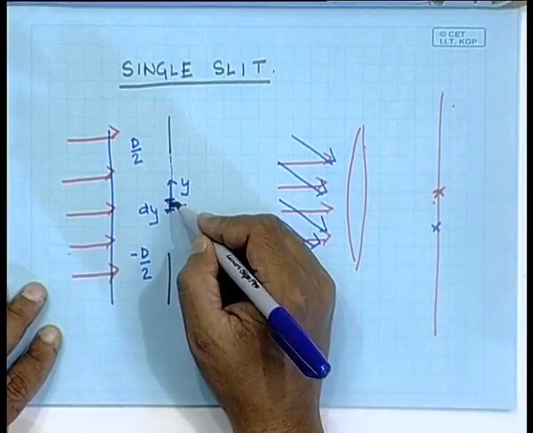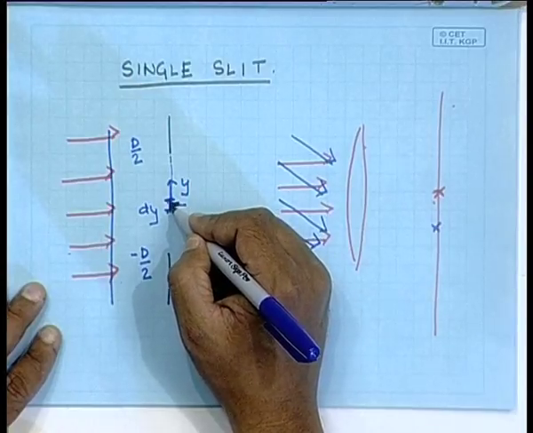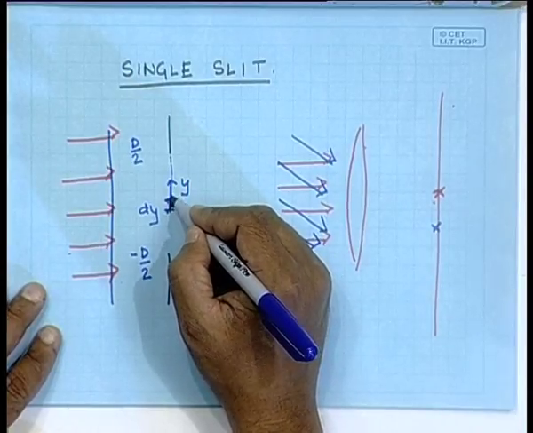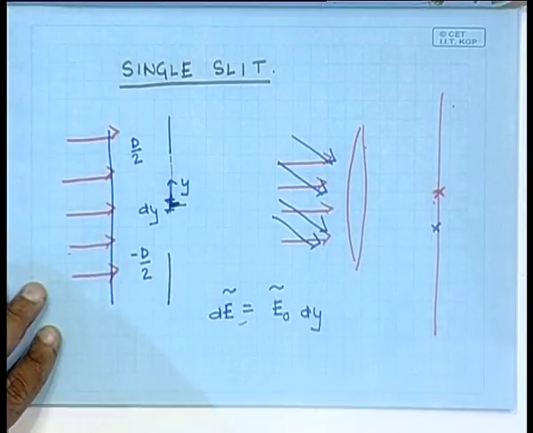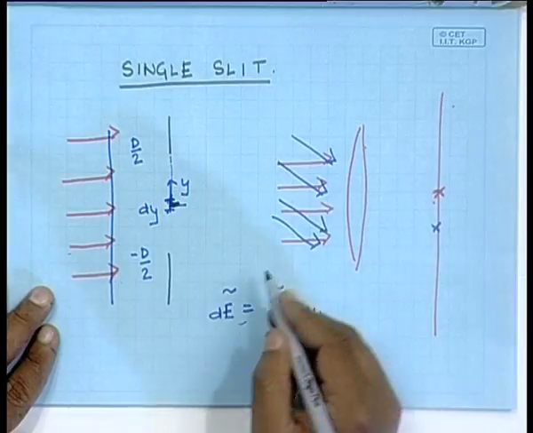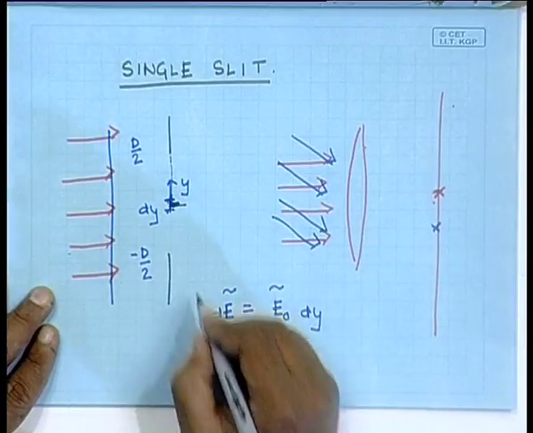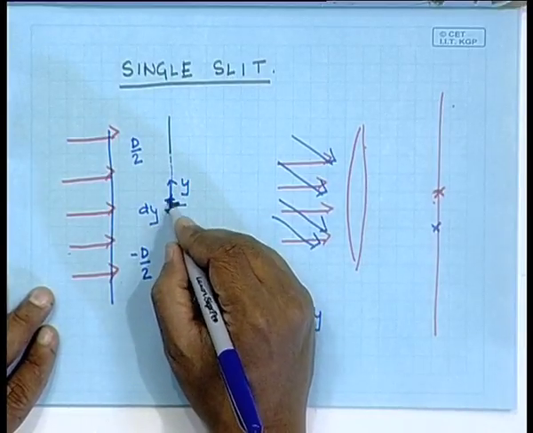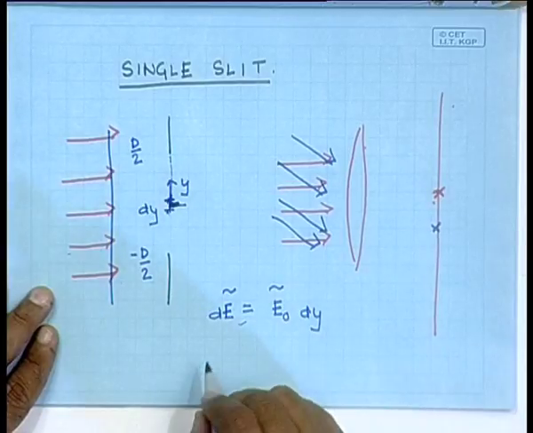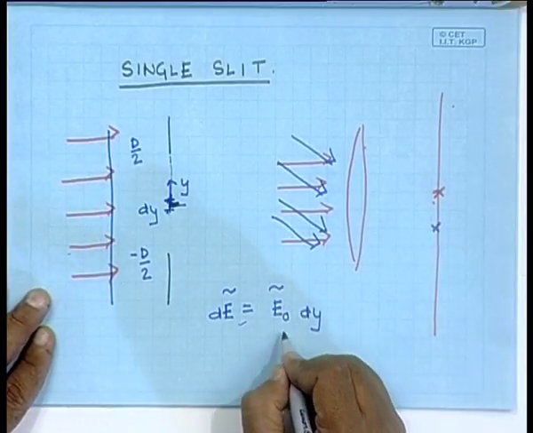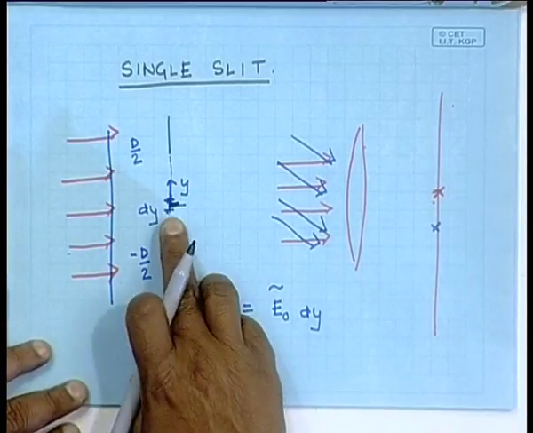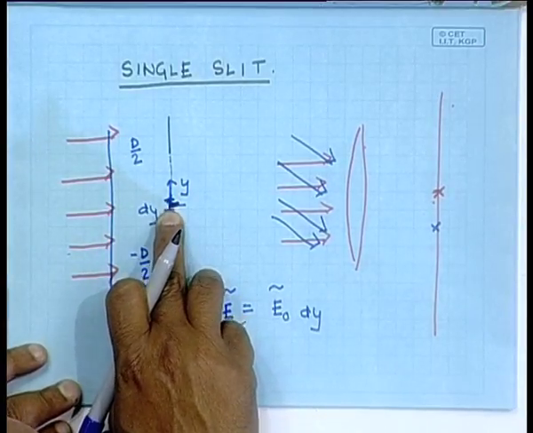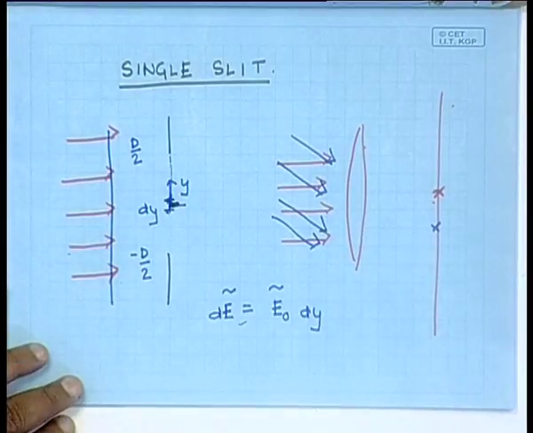But in this case, all the sources inside this element dy are oscillating with the same phase because the wave front is parallel to this, and the secondary wave produced by them is proportional to the number of sources that I have, which is dy, through a constant of proportionality E0 tilde. So, this is the amplitude of the wave produced by this small element dy at the center of the slit.